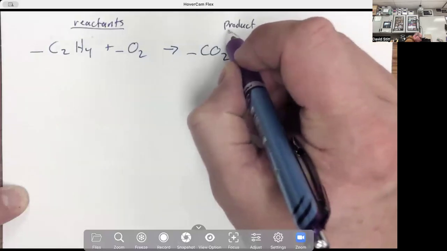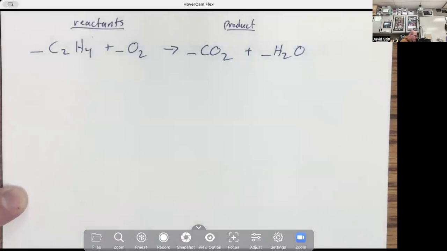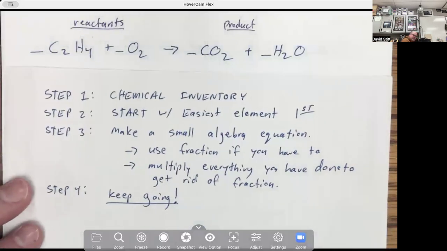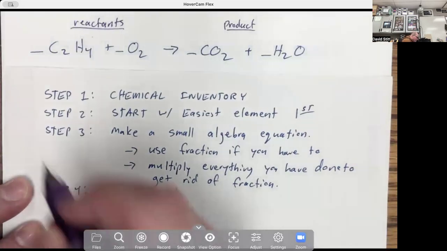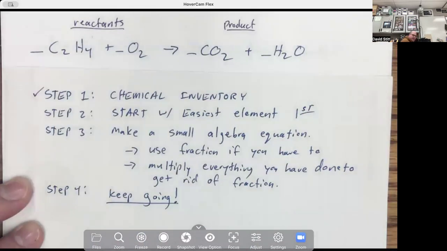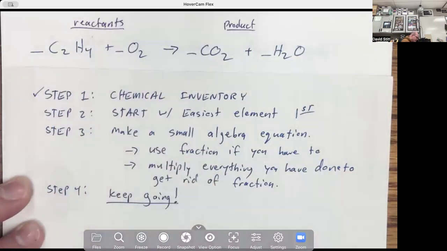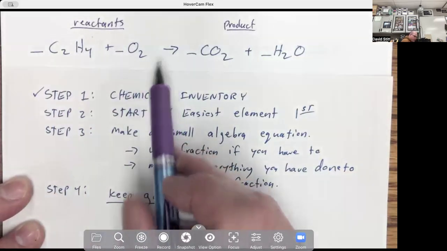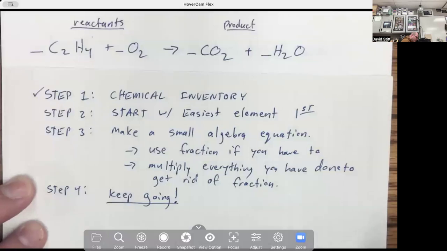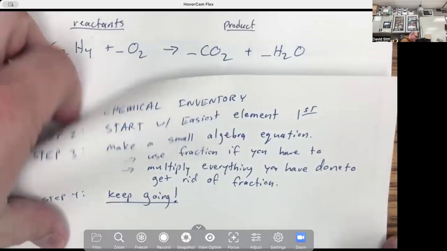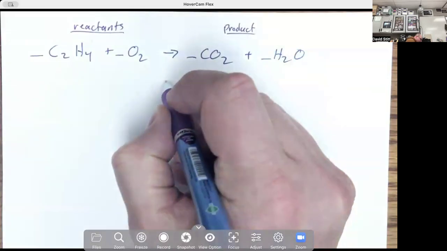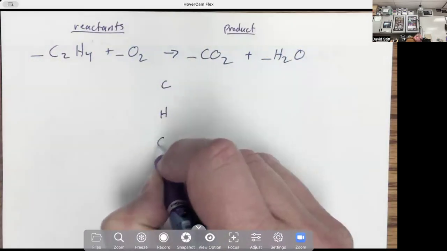We can't get rid of atoms. We have to make sure that we start and end with the same amount, even though they're in different compounds. So what we're going to do is follow a certain series of steps. And the first thing that we're going to do is make a chemical inventory. I have carbon, I have hydrogen, and I have oxygen that I need to balance. So underneath the arrow, I'm going to start by writing down carbon, hydrogen, and oxygen.